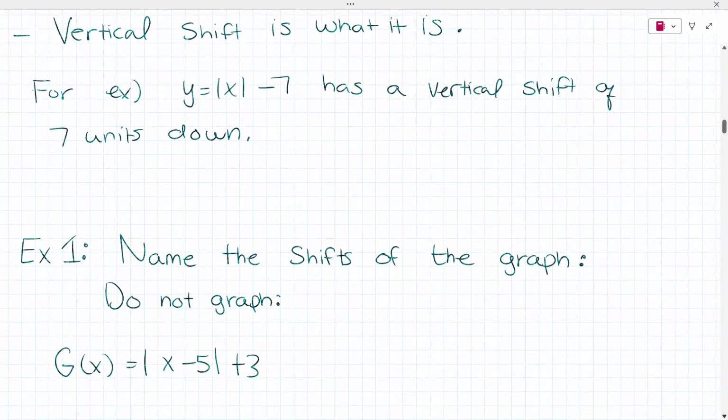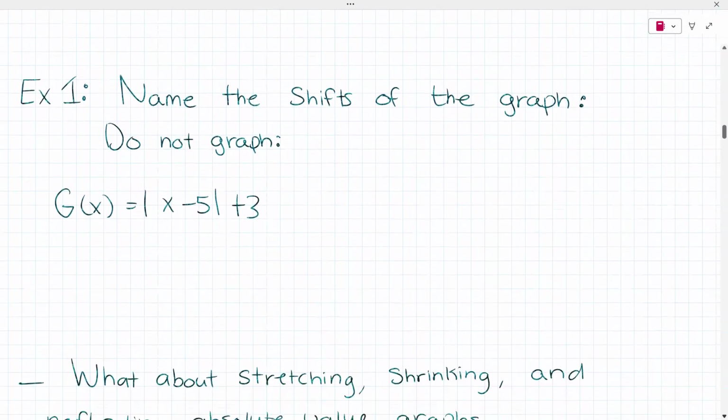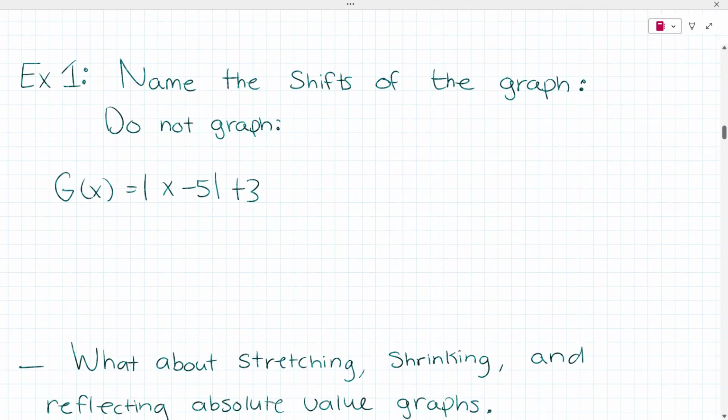Okay. So let's look at an example. Example one says, name the shifts of the graphs. Do not graph. Okay, so we have g of x equals the absolute value of x minus 5 plus 3. Name the shifts. So I see there's something inside the absolute value. So I know that there is a horizontal shift of 5 units to the right.